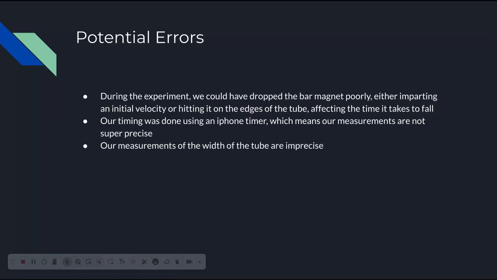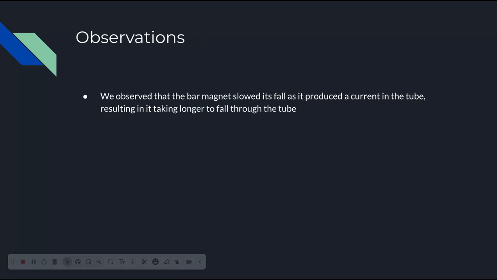So potential errors: we could have dropped the bar magnet and hit the edges, or we could have dropped it too fast and imparted an initial velocity. Our timing was done with an iPhone timer, which is imprecise due to the nature of iPhone timers. And our measurements of the width of the tube are imprecise because we just had a ruler, and it's a little bit hard to get real sig figs with just a ruler beyond 2 sig figs. So what we observed is that as the bar magnet fell, it slowed its fall through the tube, which is what we matched in our computational model.